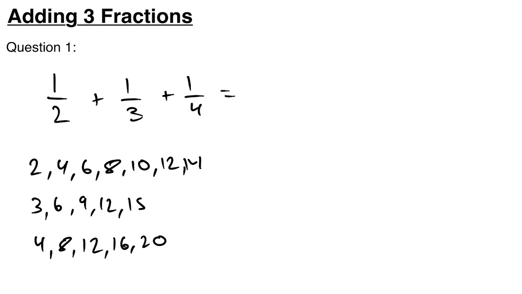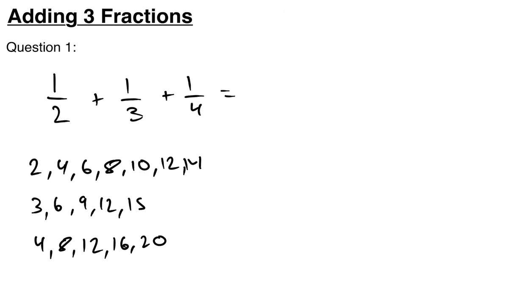And that common multiple would be 12, because we have 12 here, 12 here, 12 here. And we have no lower number that is shared between each of them. So 12 is going to be our common multiple. So now we have to make each of those fractions out of 12. And so how are we going to do that?